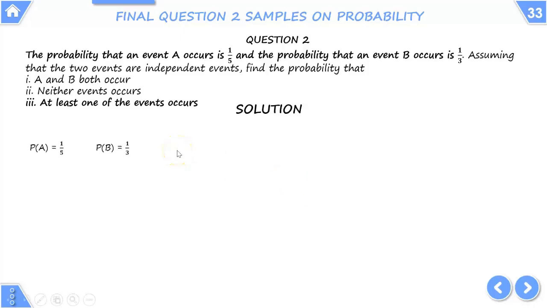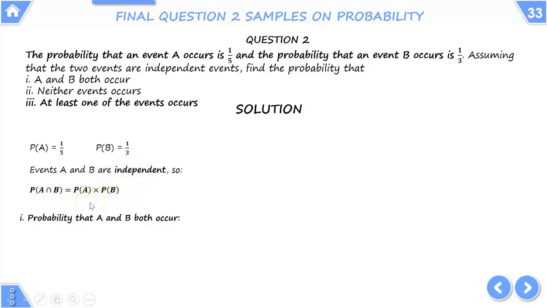So the solution: we have probability of A as 1 out of 5, probability of B as 1 out of 3. If both A and B occur, we are going to use our independent formula for multiplication, so the probability of A and B both occurring is 1 out of 5 times 1 out of 3, and that gives us 1 out of 15.